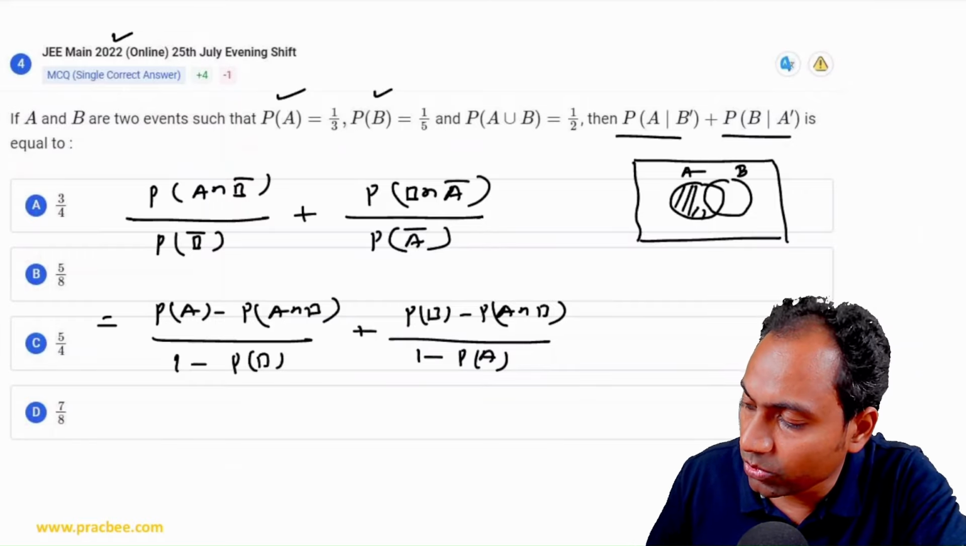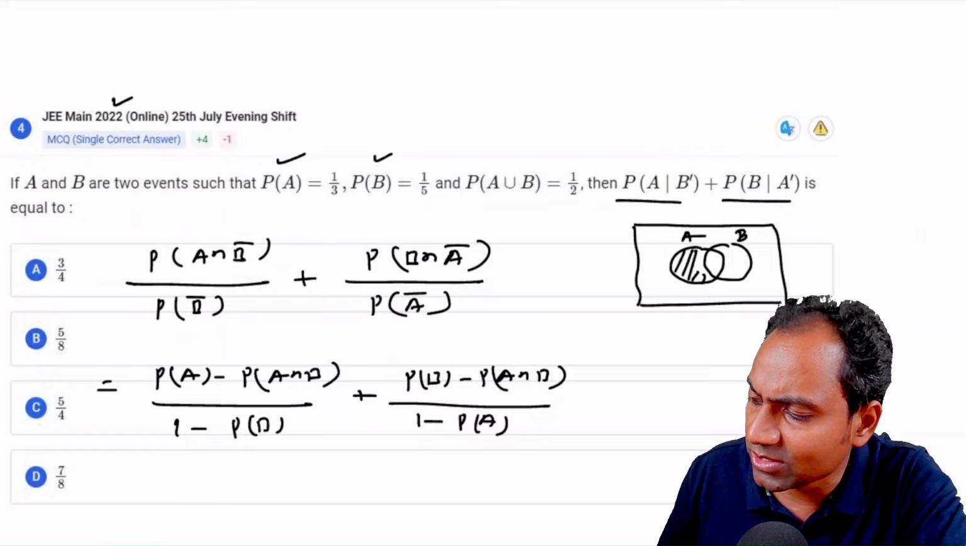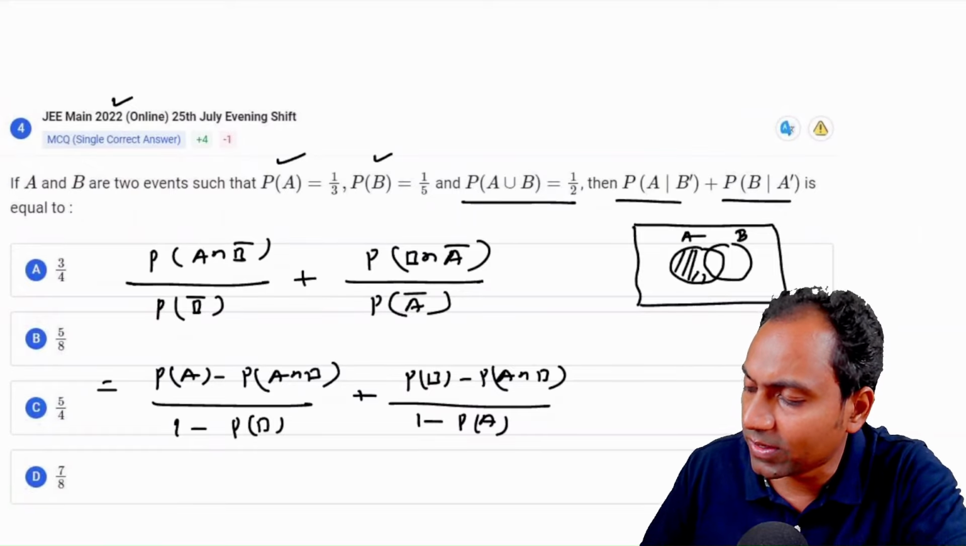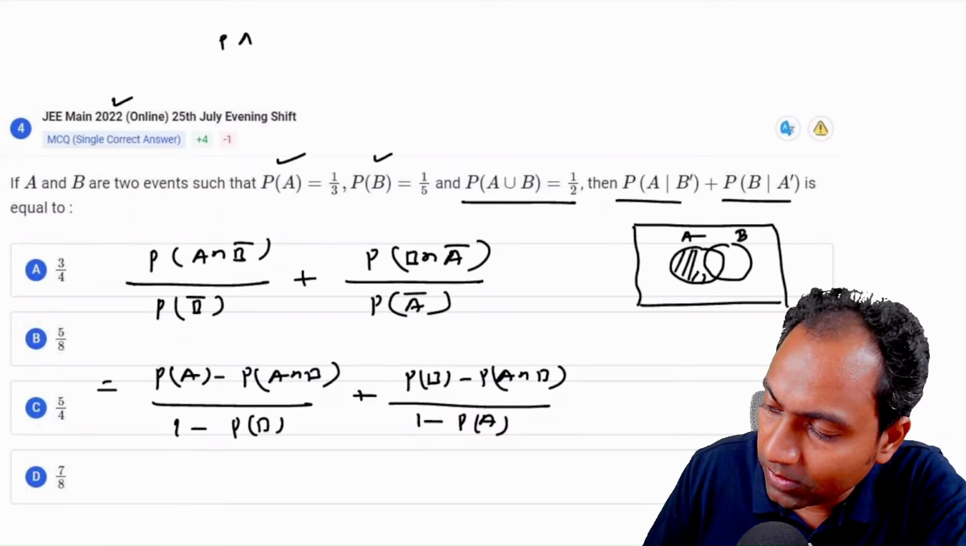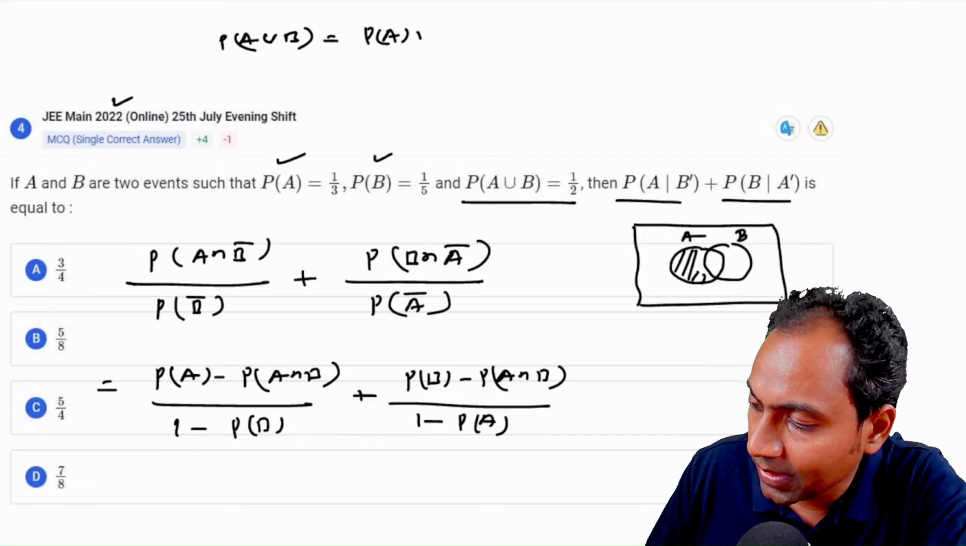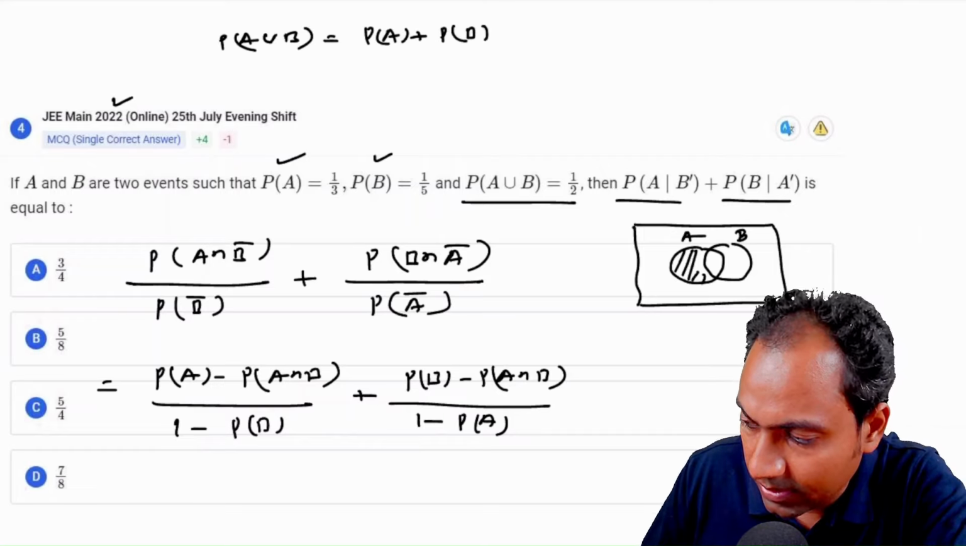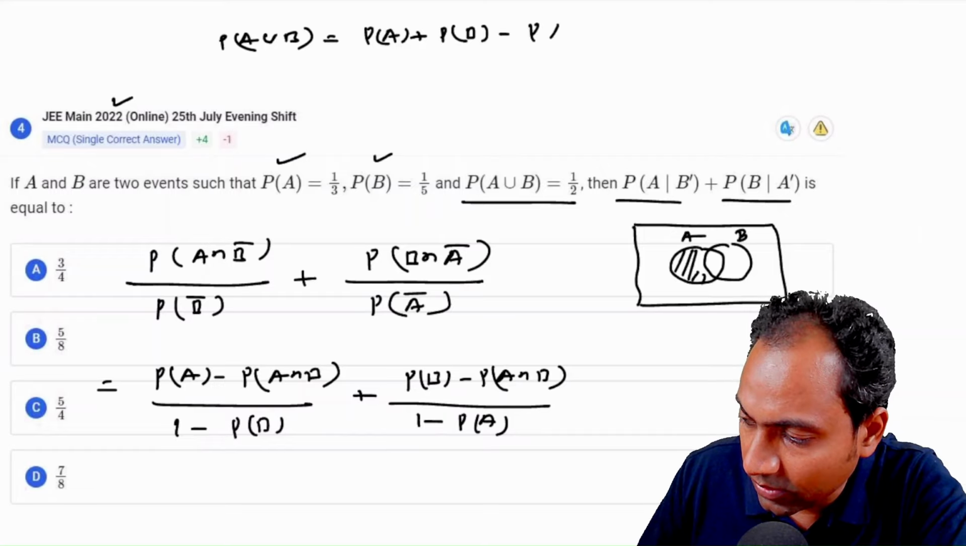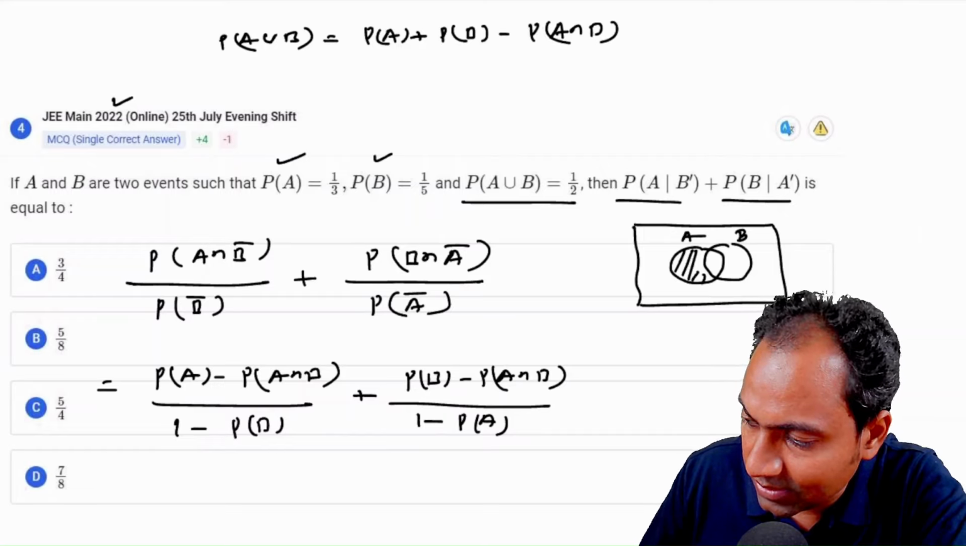Only thing that we do not know is P of A intersection B, but that is very easy to find because we know P of A union B. So if I apply my formula, P of A union B is nothing but P of A plus P of B minus P of A intersection B. Let us see what comes out.